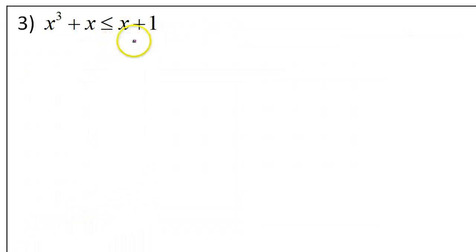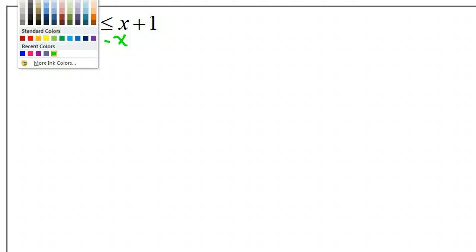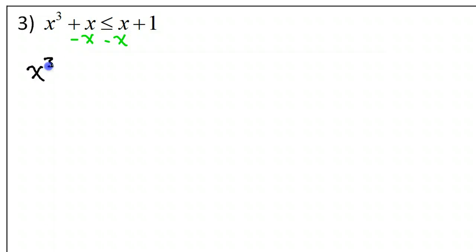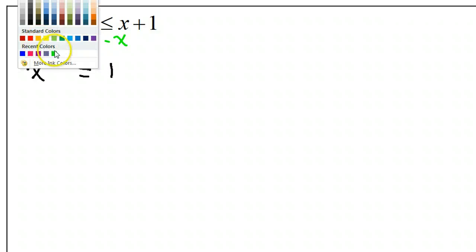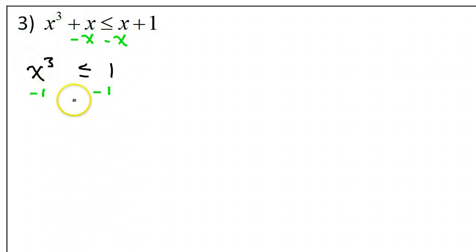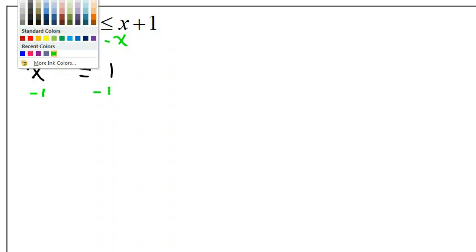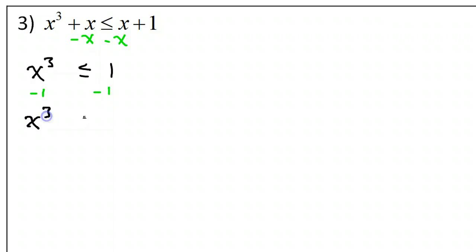Alright, let's start by getting 0 on one side. So I want to subtract x from both sides. So far that's going to give me x to the third power. Those cancel out, so x to the third power is less than or equal to 1. And then I'm going to subtract 1 from both sides. That's going to give me x to the third power minus 1 is less than or equal to 0. So this is the function that we're going to deal with right here.